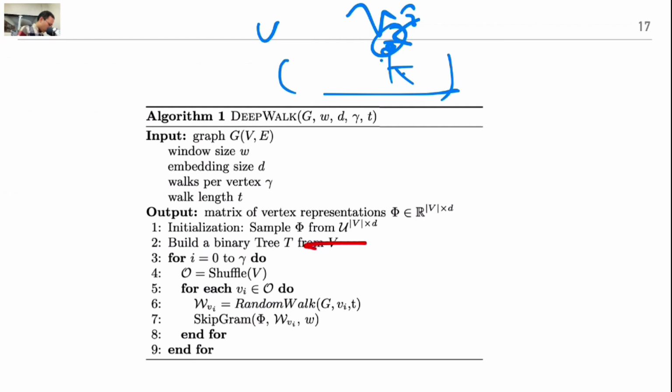So we just ignore this right now, and maybe this is for the random generation. So we get the VI from some shuffling process, and we get random walk, and then learn skip-gram. We get random walk and learn the skip-gram. So this is the simple learning procedure.